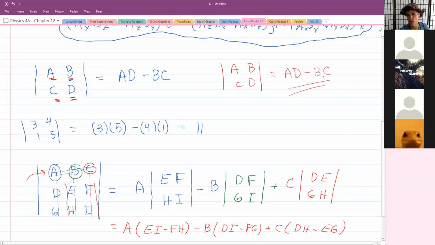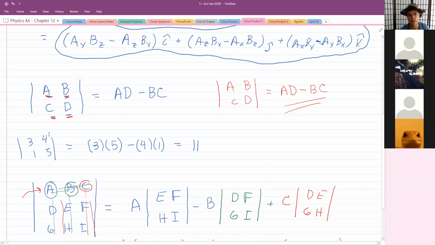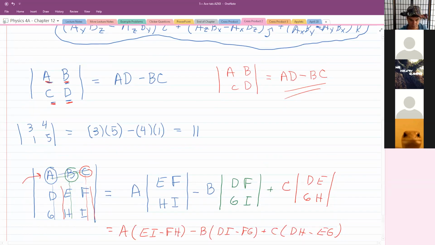This is just how you would define the determinant of a 2x2 matrix. And again, this is linear algebra. If you haven't had it, don't worry about it. But as an example, if I just had this 2x2 matrix with 3, 4, 1, 5, the determinant of it would be 3 times 5 minus 4 times 1, which would end up just being a number, 11.